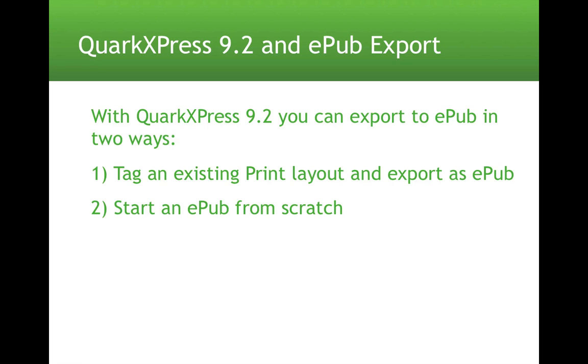I'm going to show you different scenarios with QuarkXPress 9.2 and ePub export. You can either start an ePub from scratch, so if you don't plan to do any print with your book, so it's a digital export only. And of course, what you could do is take your existing print books, tag them, and export them as ePub. I'm going to show you both things. So the first thing I'm going to show you is how to create an ePub from scratch.